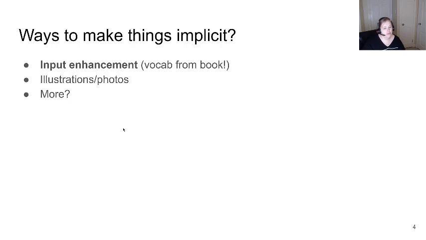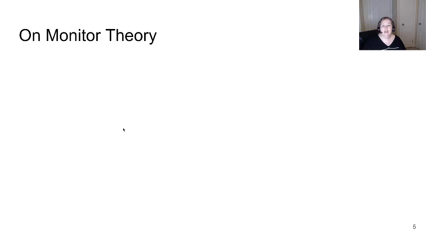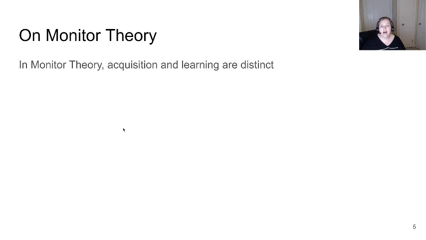The other ones would depend on the language and depend on the grammar point and so on and so forth. Now, monitor theory, as we said, was one of the major proposals that said that implicit information was driving acquisition. And so let's talk a little bit more about what that means, okay? Monitor theory has acquisition and learning as distinct things.